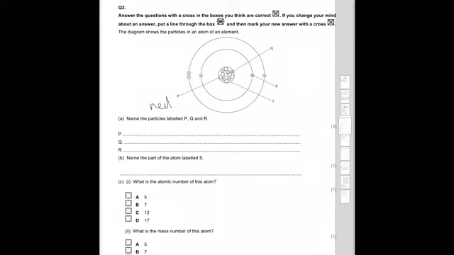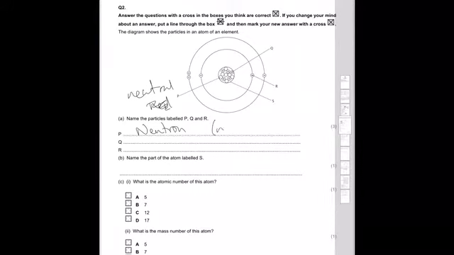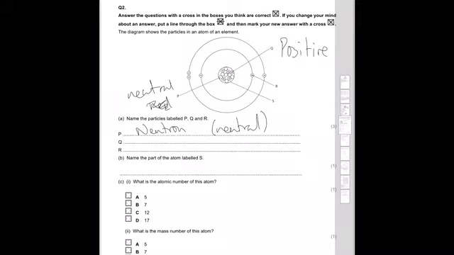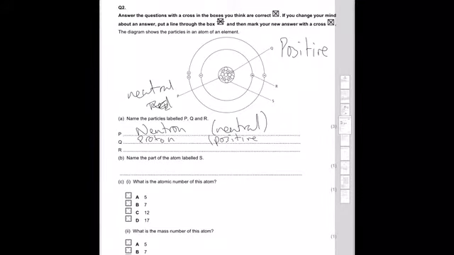Looking at those ones, we're looking at the charges. So that one's neutral, and the neutral particle must be a neutron, because we're looking at the charges here, and the location. Neutrons are found in the centre. Particle Q is also found in the centre, the nucleus, and it's positive, so that must be a proton. And the last one here is the particle going around the outside, R, which is negative, and the negative particle, which is not in the centre, is the electron.